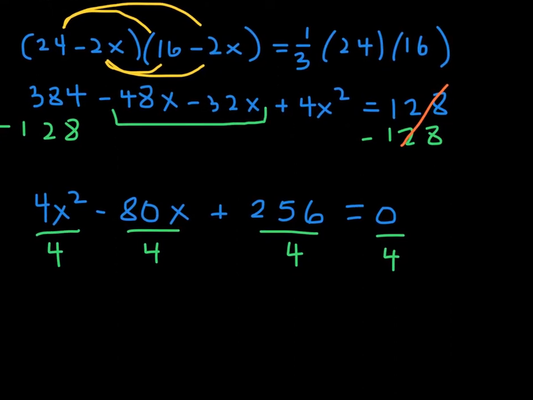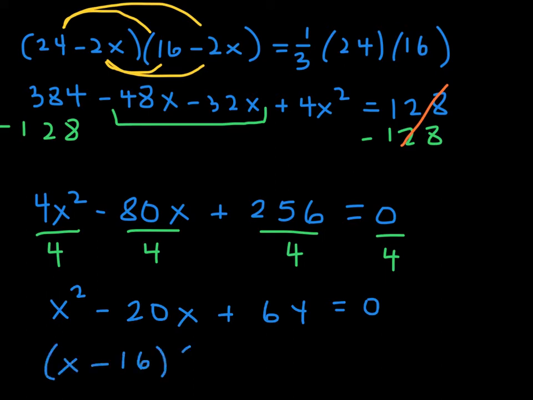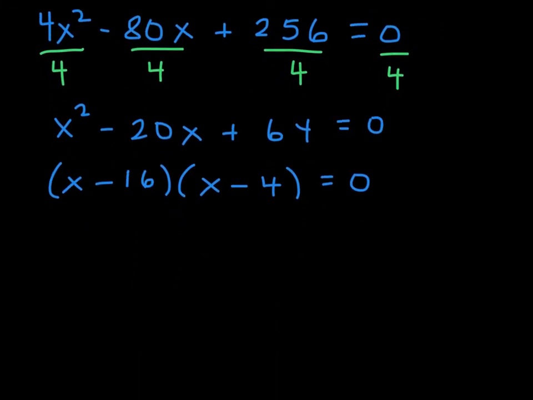So here we end up having 1x squared minus 20x plus 64 is equal to 0. Now, what we'll try to do here is factor, and I can see that this is factoring like this. We need factors of 64 that are going to add to negative 20. Okay. What we'll do next is set each of these factors equal to 0 and solve.